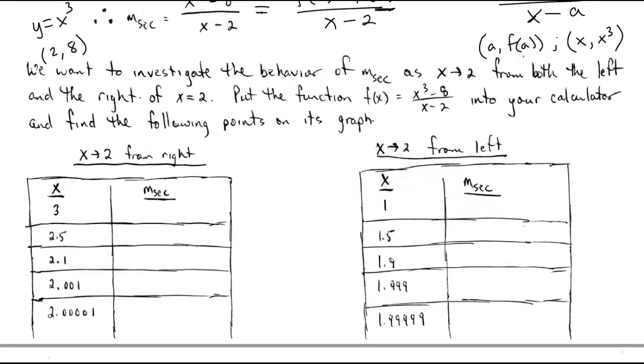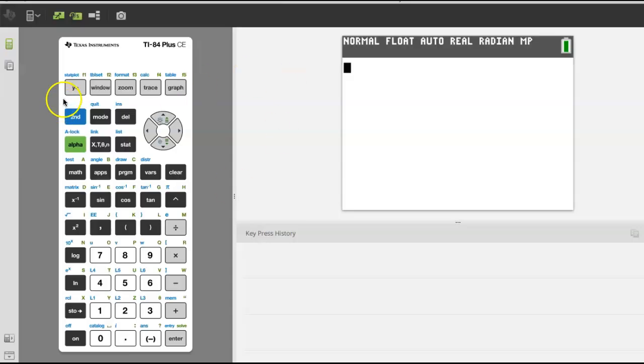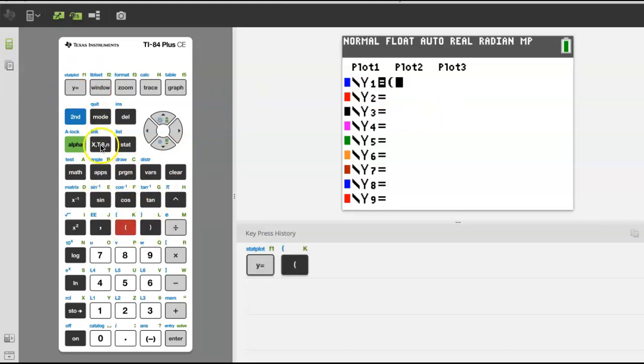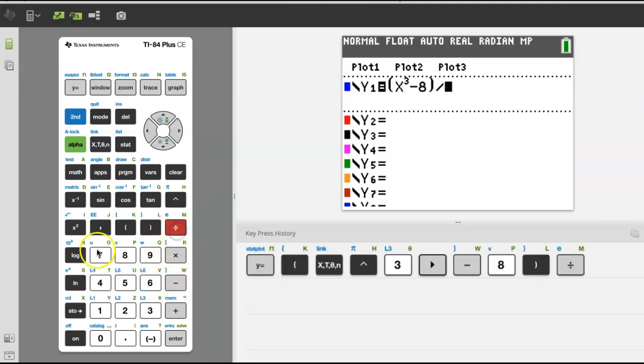Now, to help us calculate this, I'm going to use a graphing calculator and put this particular formula in it, and then let it give me all the different values. All right, so we're going to go ahead and put in that secant line formula, x cubed minus 8 divided by x minus 2. So I'm going to come here and just type that in. So I'll have this and then x cubed and then minus 8, and we'll divide all that by x minus 2. Okay.